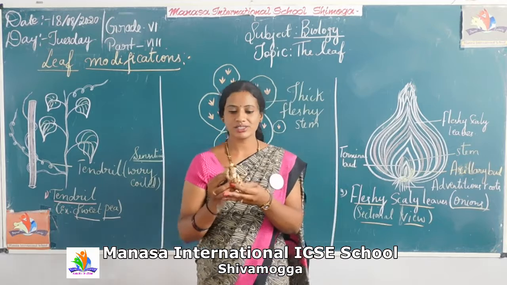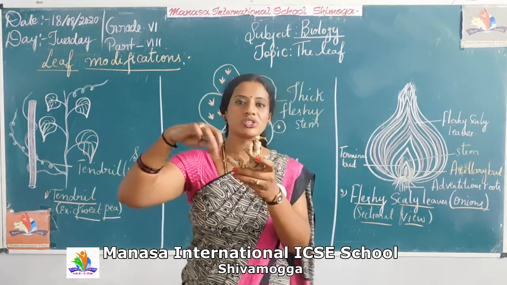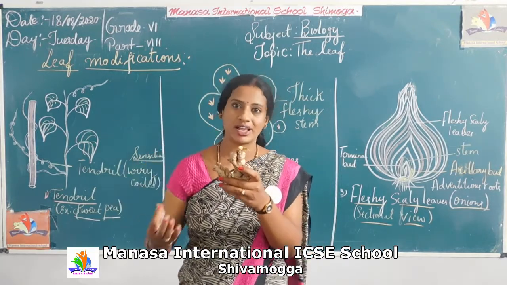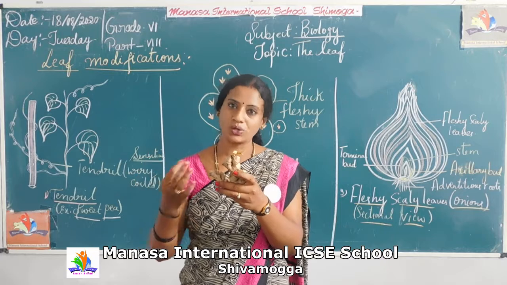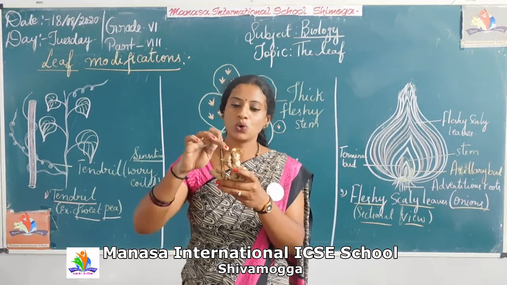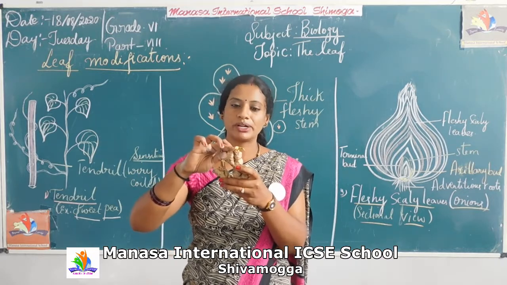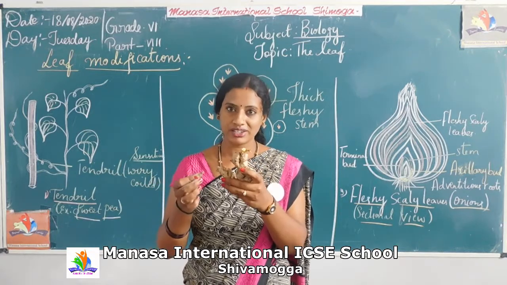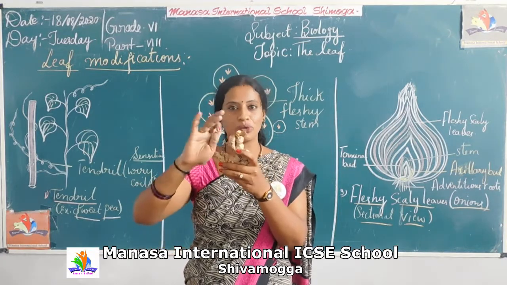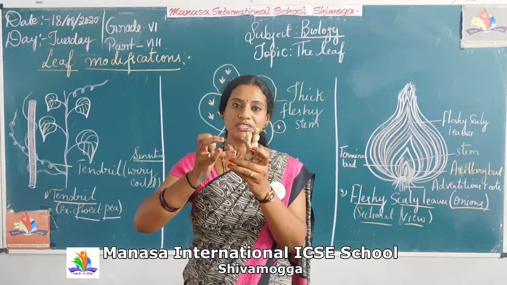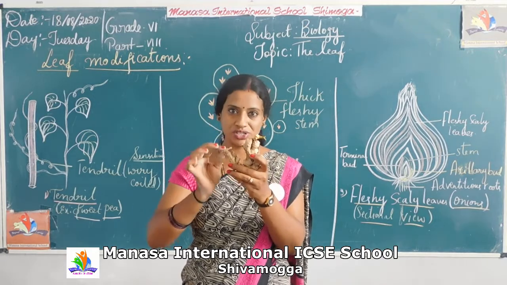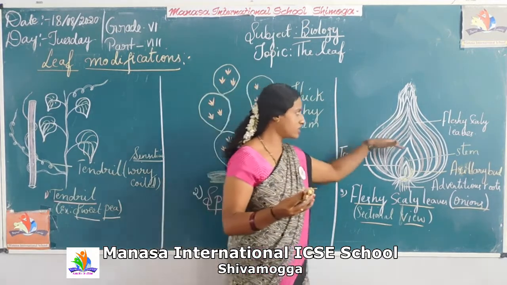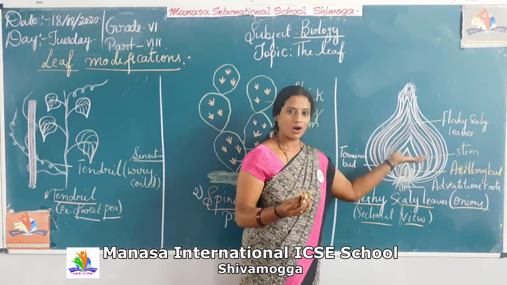In your higher classes, even the parts of this ginger will be studied in your practical classes when you go for plus two in botany. Nodes, internodes, terminal bud, axillary bud, all those things in detail. But for the time being in grade 6, you want to know that this is a leaf modification, the scaly leaf. Dry scaly leaf, an example is ginger, whereas for fleshy scaly leaves, we have taken onions.